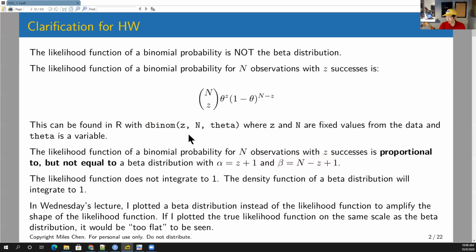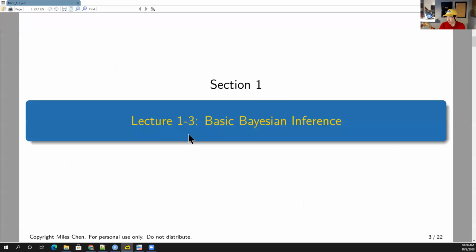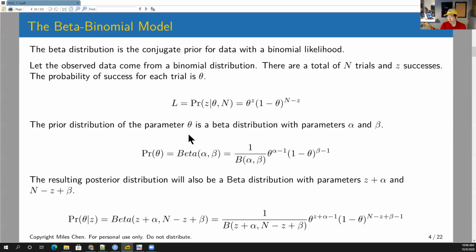Okay, all right. With that out of the way, we're going to get into Bayesian inference, just some basics of this. Okay. All right. So this is what we established earlier this week.